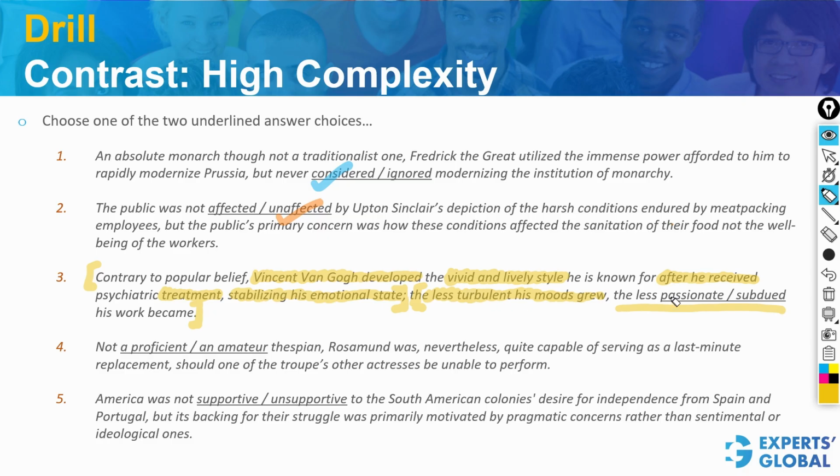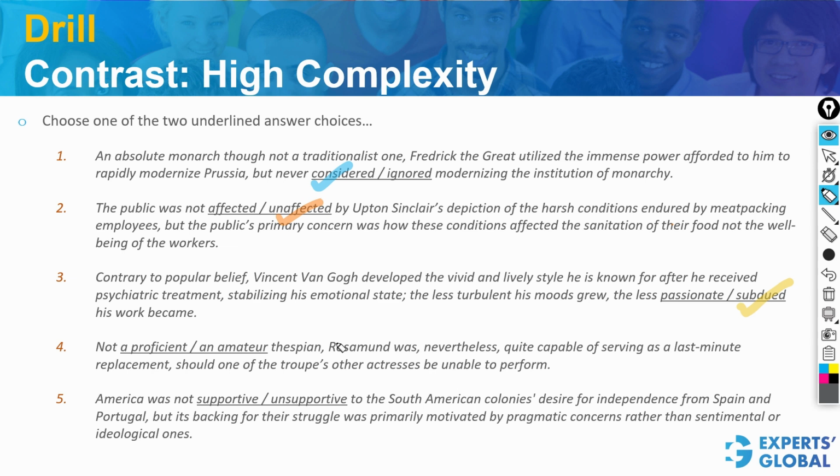But see, we have a shift here, less. We want to say passionate. We have a less here, so we will say less subdued, because less subdued is quite on the lines of passionate. Subdued is the correct answer choice here.